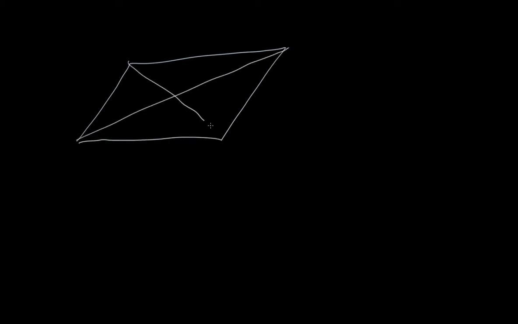Hey math kids, today we're going to use the parallelogram properties that we talked about in the previous video with some problems. And so we are given a parallelogram. And let's see, we got A, D, C, B, and this point is E.